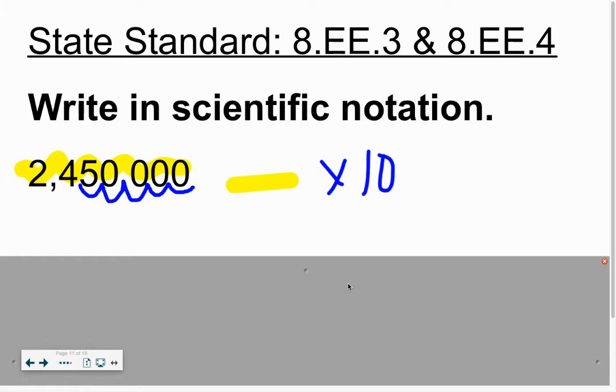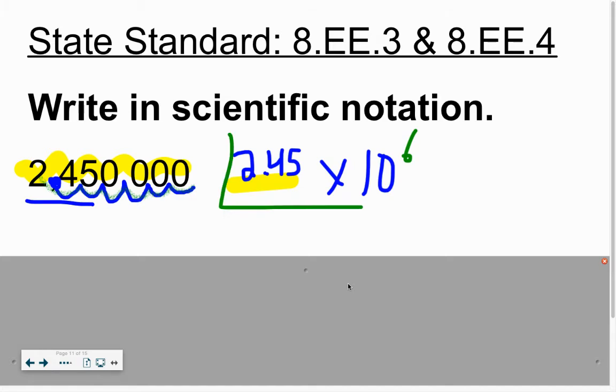So right now, if I stopped here, I've got 24.5. That doesn't work. I've got 2.45. This 2.45 is between 1 and 10. Again, it can be 1, but not 10. And now you count. How many times did we move that decimal? 1, 2, 3, 4, 5, 6 times. So you're going to put that power of 6. That's it. Scientific notation. Because it's a large number, it's a positive exponent.